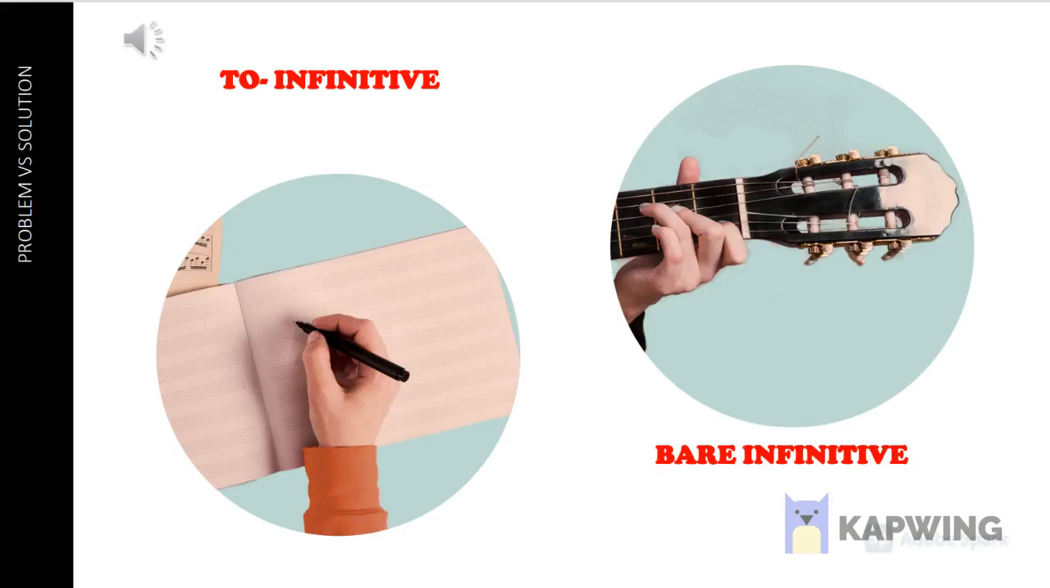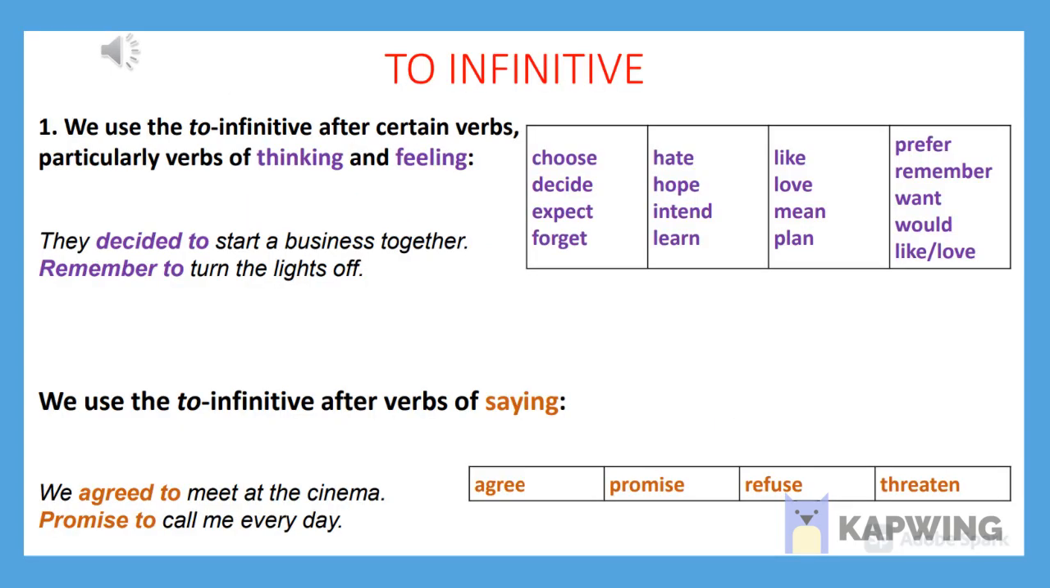In the lesson of Unit 3 Music, we are going to learn about the infinitive. An infinitive can be a bare infinitive, for example play, or a to infinitive, for example, after certain verbs, particularly verbs of thinking and feeling or sayings. For example, they decided to start a business together.